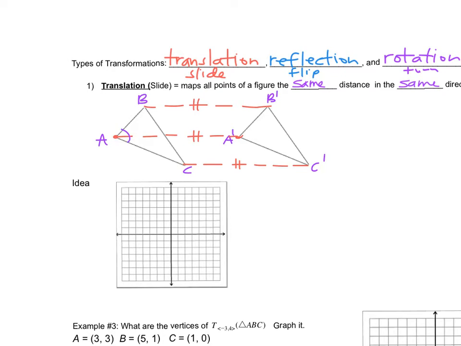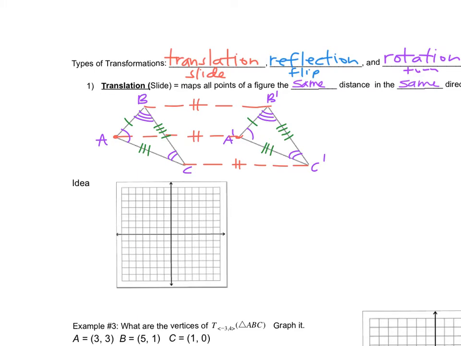That means angle A and A prime are the same, C and C prime are the same, and B and B prime are the same. But it also means all the side lengths are the same. So AB is congruent to A prime B prime, AC and A prime C prime, and then BC and B prime C prime. You don't necessarily have to mark all of that, but it's important to know they move the same distance.